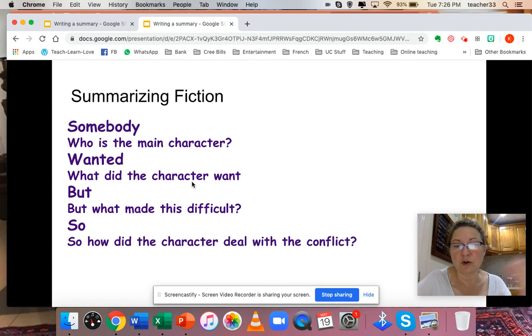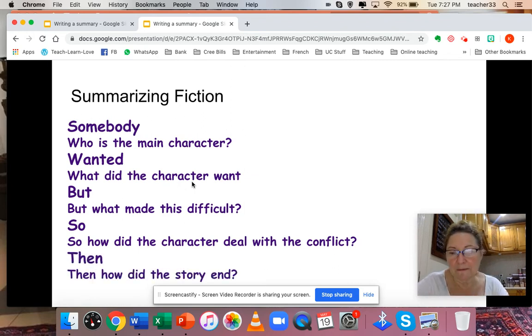So how did the character deal with the conflict? Now, in this case, it wasn't Tamika that dealt with the conflict. In this case, what happened is Uncle Ray decided to make a wooden person for Tamika so Oliver can visit instead of him. And then what happens? How does the story end? Well, obviously, Oliver travels across the country, ends up in California, and then what does Tamika's family decide to do? They miss Uncle Ray, don't they? So they decided to go visit him.